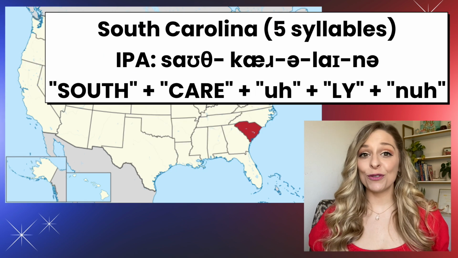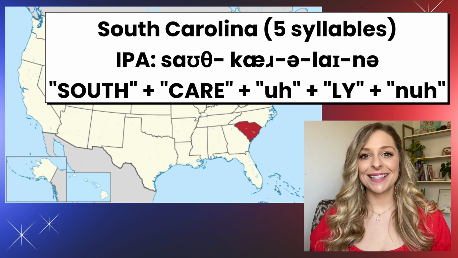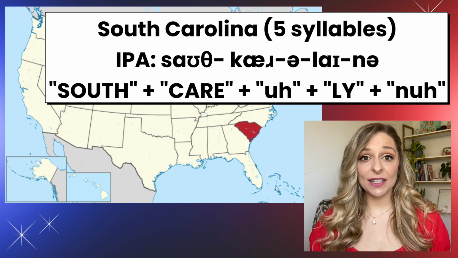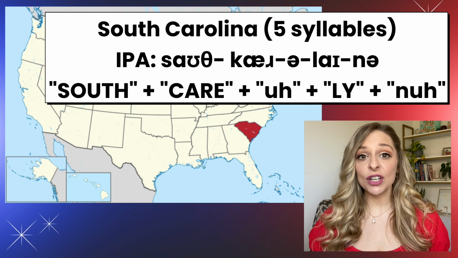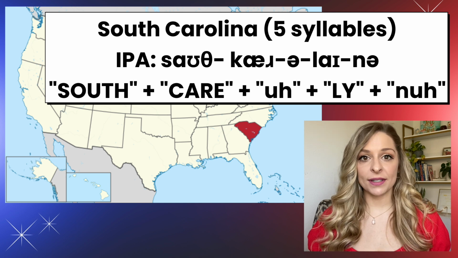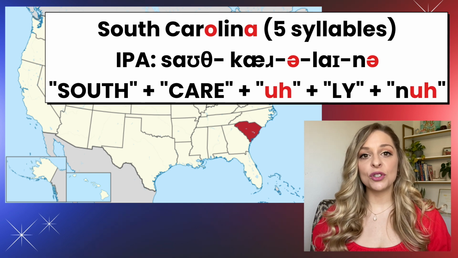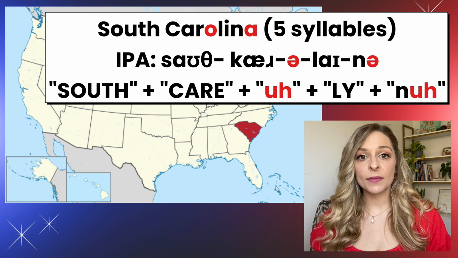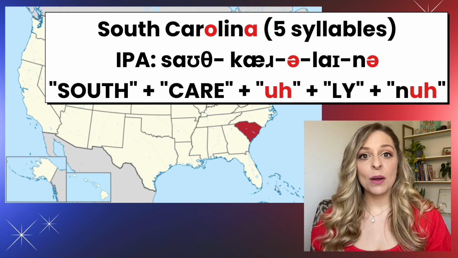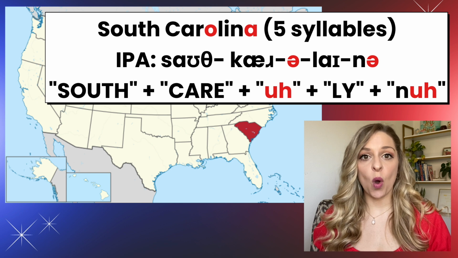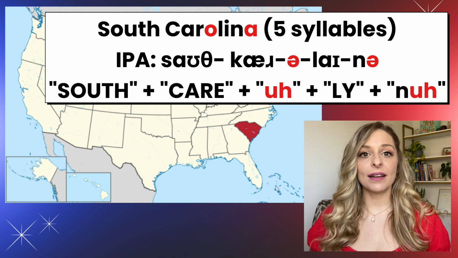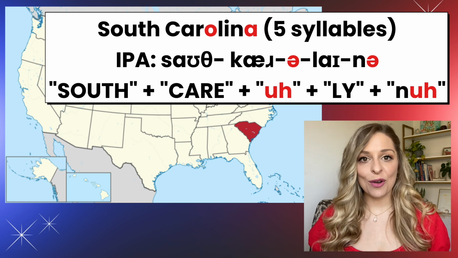Rhode Island. Number 40, South Carolina. Just like North Carolina, this word is five syllables and we stress the first, second, and fourth syllables. Since we're stressing all those syllables, we actually have to reduce the other ones. So notice in the third and fifth syllables with the O and the A, both of those sounds reduce to schwa. South Carolina, South Carolina.